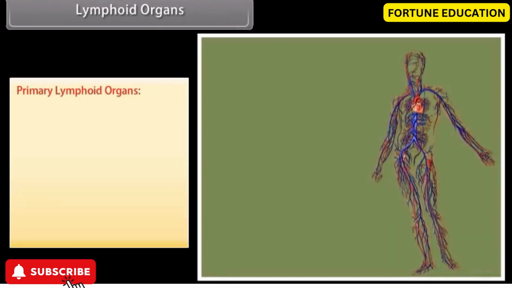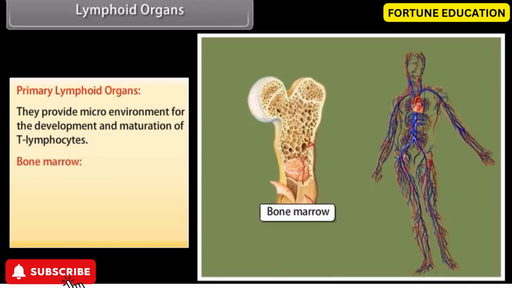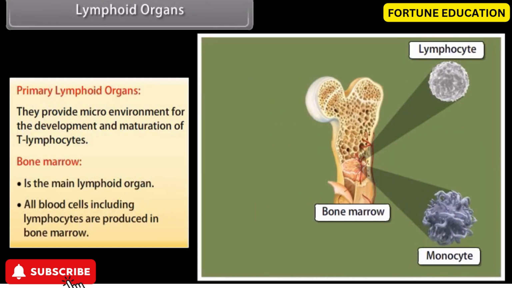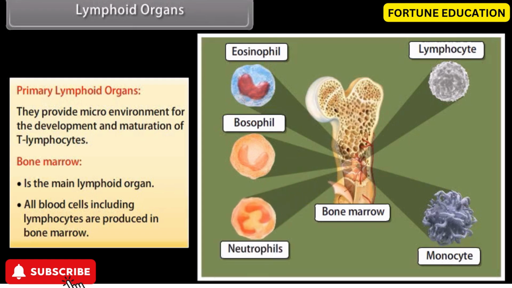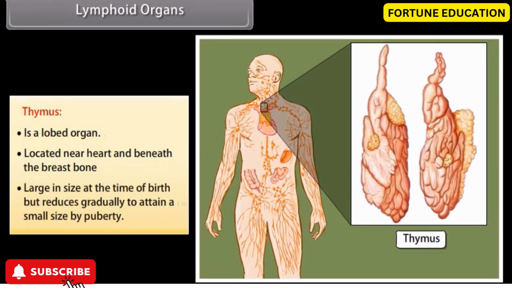Primary lymphoid organs. They provide a microenvironment for the development and maturation of lymphocytes. Bone marrow is the main lymphoid organ. All blood cells including lymphocytes are produced in bone marrow. Thymus is a lobed organ located near the heart and beneath the breastbone. Large in size at the time of birth, but reduces gradually to attain a small size by puberty.